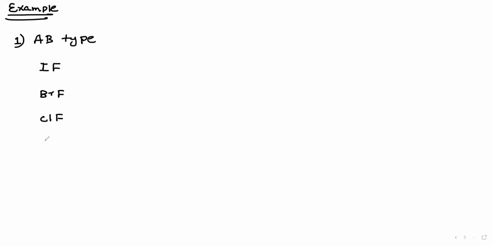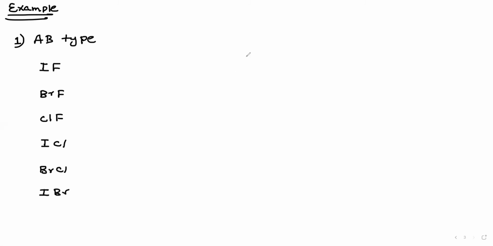Please note, the example is very important from the exam point of view. The first one is AB type. Please note the examples: IF, BrF, and ClF, then ICl and BrCl, then IBr. This is AB type.